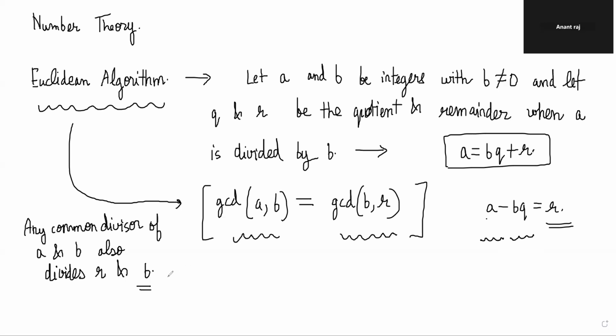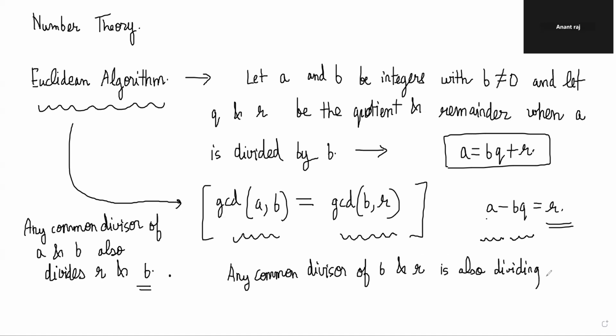So that is the first thing. Then you can also say that any common divisor of B and R is also dividing A, dividing A and R. Same reason. If it's a common divisor of B and R, then it will divide A also. So basically, any common divisor of B and R will be a common divisor of A and B, right?